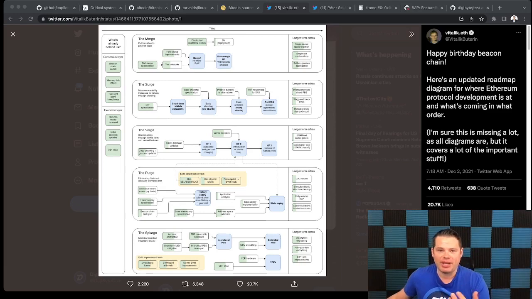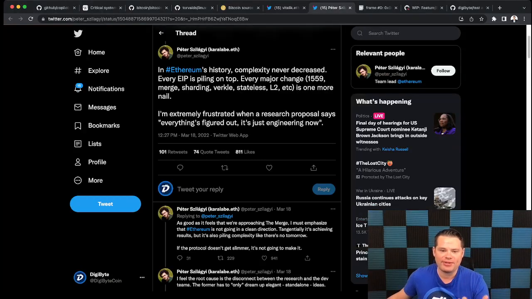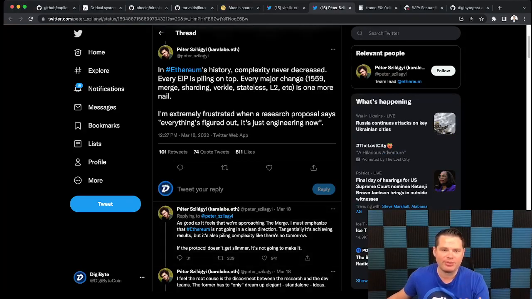And it's not just me. Look and see what one of Ethereum's lead developers just said last week. He said, in Ethereum's history, complexity has never decreased. Every Ethereum improvement proposal is piling on top. Every major change, merge, sharding, verkle, stateless is one more nail. I'm extremely frustrated when a research proposal says everything's figured out, it's just engineering now.